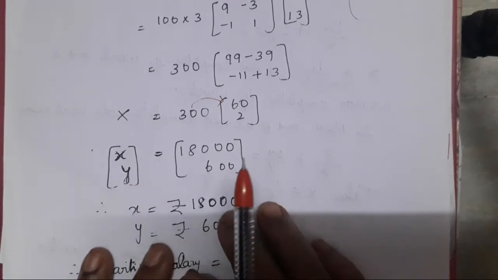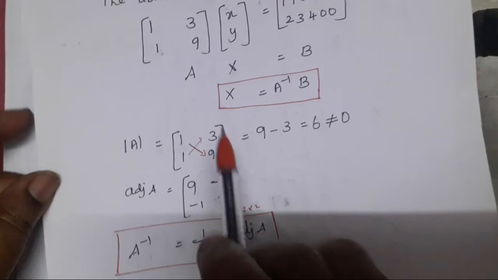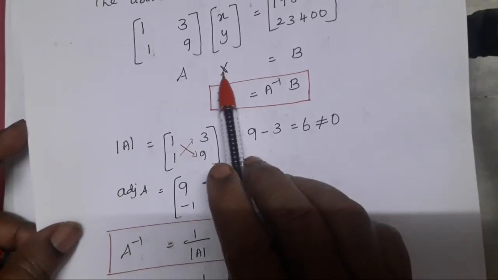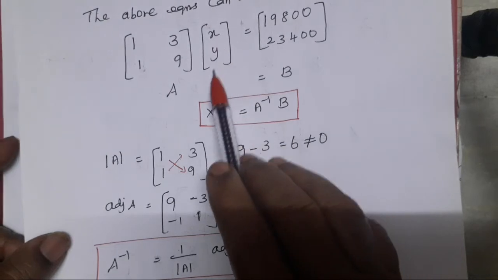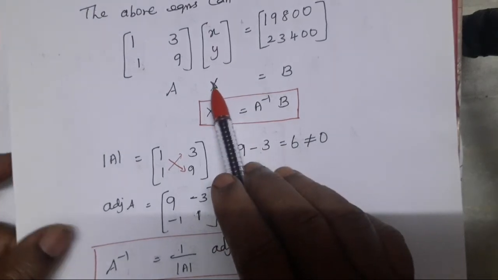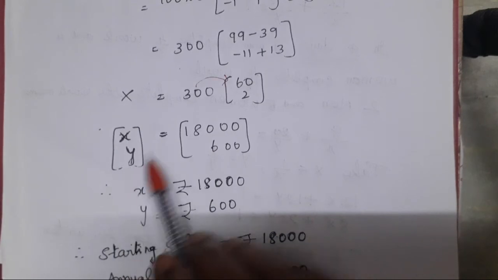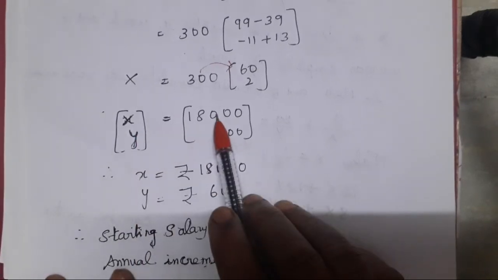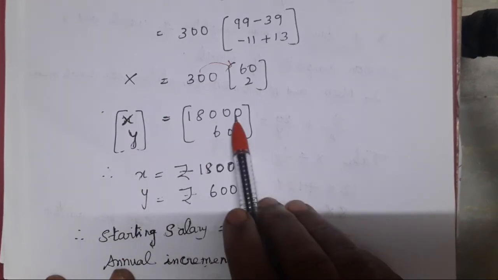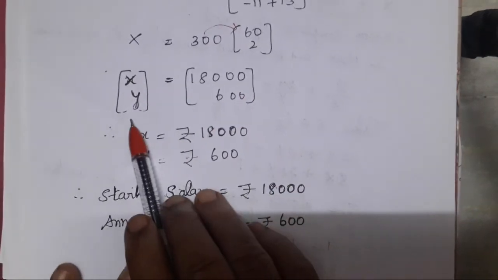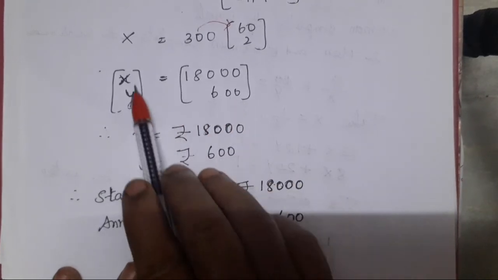So we rewrite it as small x and y, because the matrix form we write is AX equals B. So capital X is nothing but small x and y. So instead of capital X, we take small x and y. Therefore, x is equal to rupees 18,000, and y is equal to rupees 600.